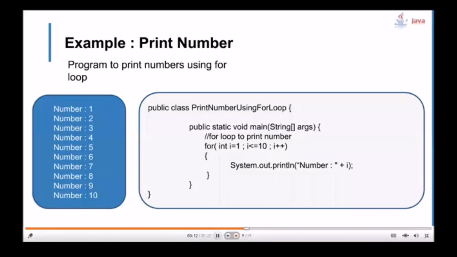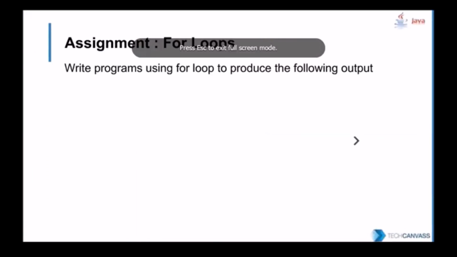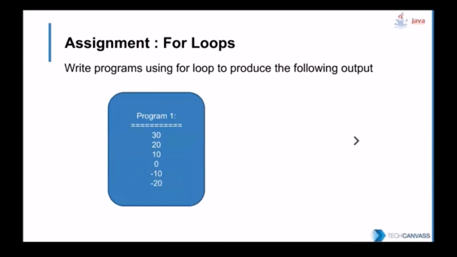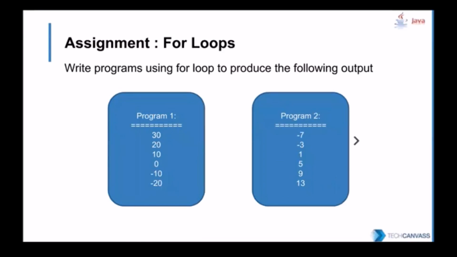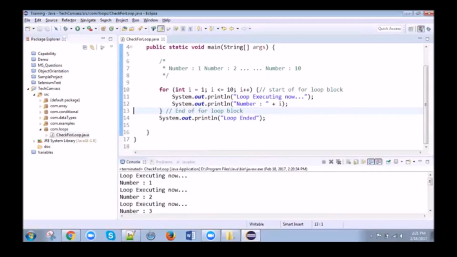Okay, moving ahead, write a program to produce the following output. I'll write program 1, and you can launch Eclipse by that time. You can see how I'm writing program 1, and on similar lines you can write program 2. My expectation is to print 30, 20, 10, 0, minus 10, minus 20. Let me have a new class.